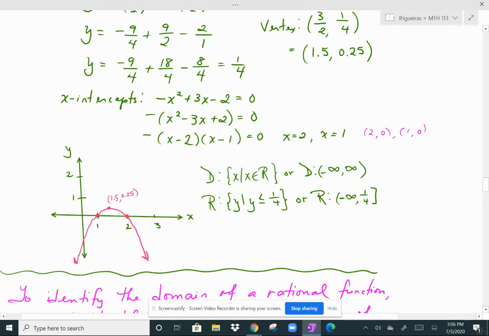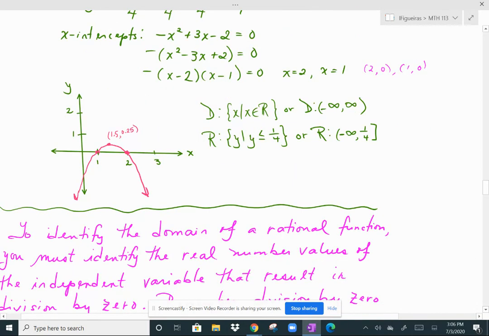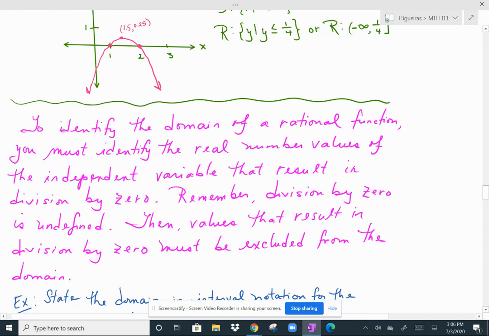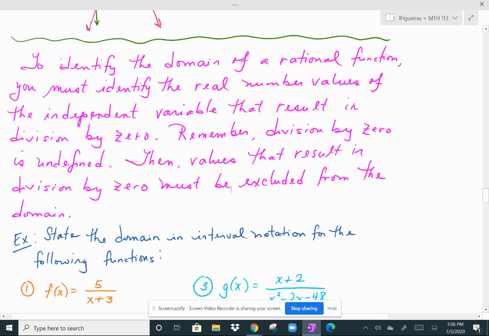Okay, so now let's talk about the domain of a rational function. Remember, a rational function is a fraction, and you must identify the real number values of the independent variable that will result in division by 0. When you do, those will be your exclusions to the domain because division by 0 is undefined. So not all rational functions have exclusions, but oftentimes they do.